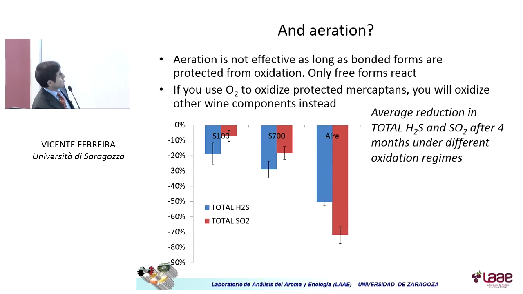Okay, you can see here what happens. This is hydrogen sulfide and sulfur dioxide, and the more air you give, the higher the proportion of sulfur dioxide you remove in relation to the hydrogen sulfide.